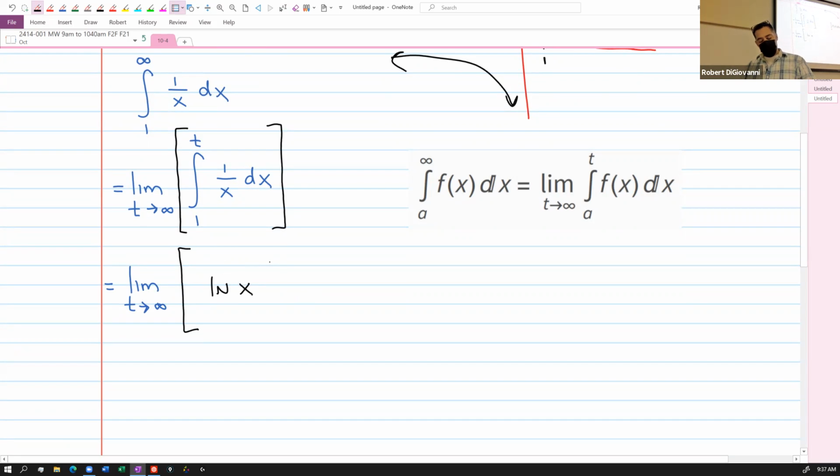I could, but why do I not need to? Can anyone tell me? It's actually never negative. We're not negative, right? What are our values of x ranging from? 1 to infinity, right? So I never have a negative in that natural log.